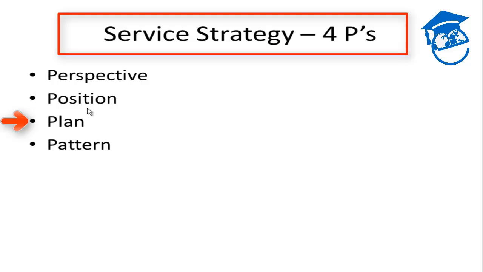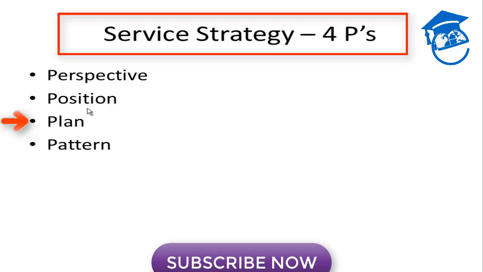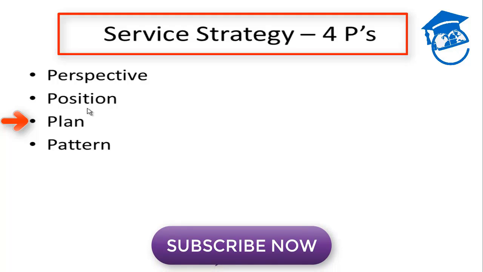Okay, the next point is the plan. It means how the organization will offer high value or low cost service. The service provider needs to plan the service in a way that you are providing the services at a low cost, but the value has to be high. Then the next P is pattern. It means how the provider would act in different situations. If the position is not the same in that particular pattern, how the service provider will provide the service.